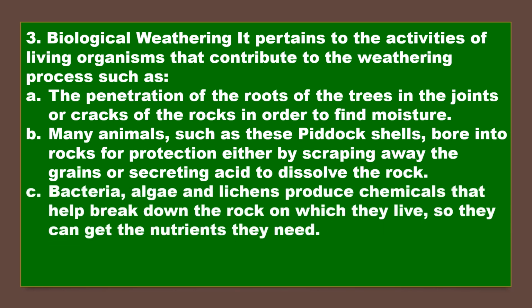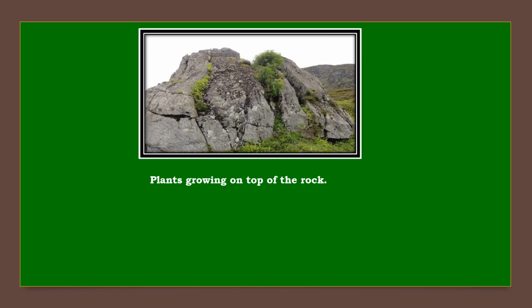Bacteria, algae, and lichens produce chemicals that help break down the rock on which they live so they can get the nutrients they need. Plant growing on the top of the rock.